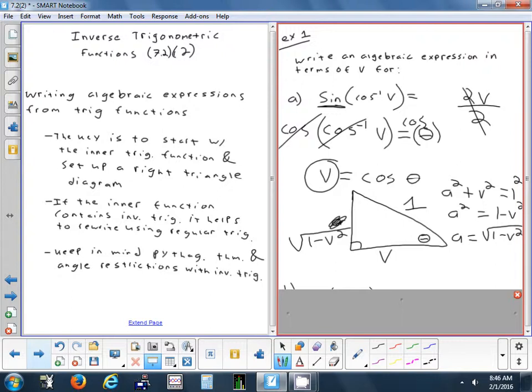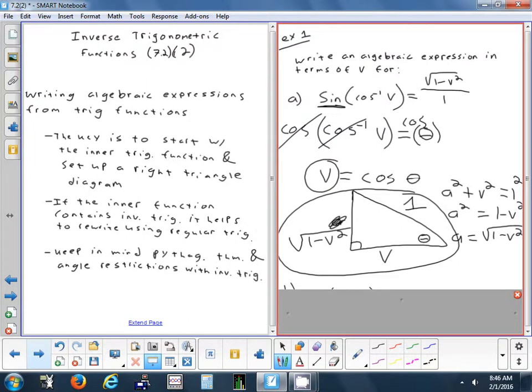Now we're just going to use that to answer the question, what is the sine of the inverse cosine of v? Well, this whole picture represents inverse cosine of v. We wrote that whole thing as a picture. Now we're going to take the sine of that picture. Tyler, what two sides does sine use? Opposite and hypotenuse. Yep. So opposite is square root of 1 minus v squared, over hypotenuse. In this case, it's just 1. So we could just write square root of 1 minus v squared.